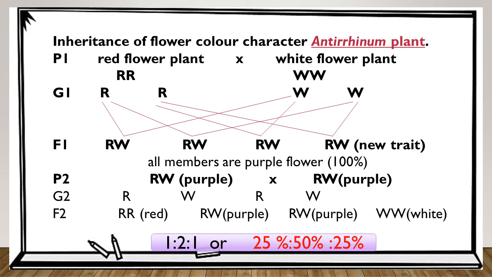This case is called the lack of dominance, as the trait is represented by two genes, but no gene dominates over the other. Both genes are strong. When they meet together, they give a new trait. The example here is the inheritance of the flower color character in Anthurium plant. Okay?